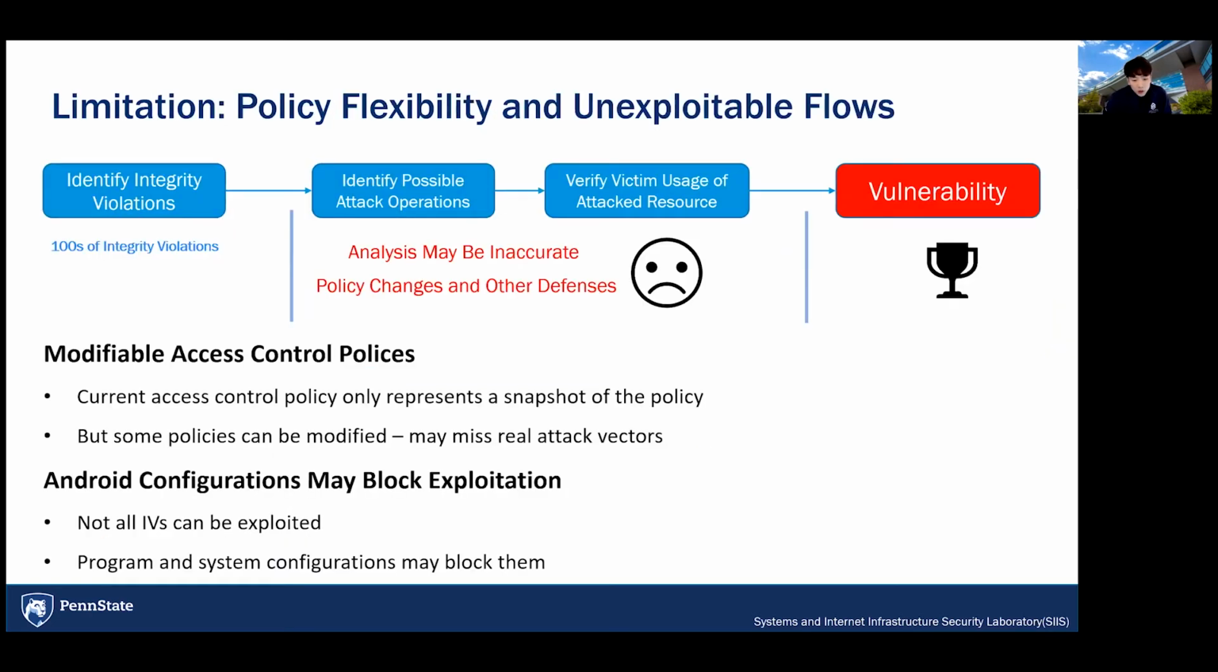The two other limitations we face are policy flexibility and unexploitable flows. There are some access control policies, like DAC and Android permissions, which are mutable. So if we don't address the possible flexibility, we might miss some attack vectors. Next, Android configuration may block exploitations. This includes system configuration and other ad hoc defense techniques. This will make some IVs unexploitable, and we should remove those from testing.